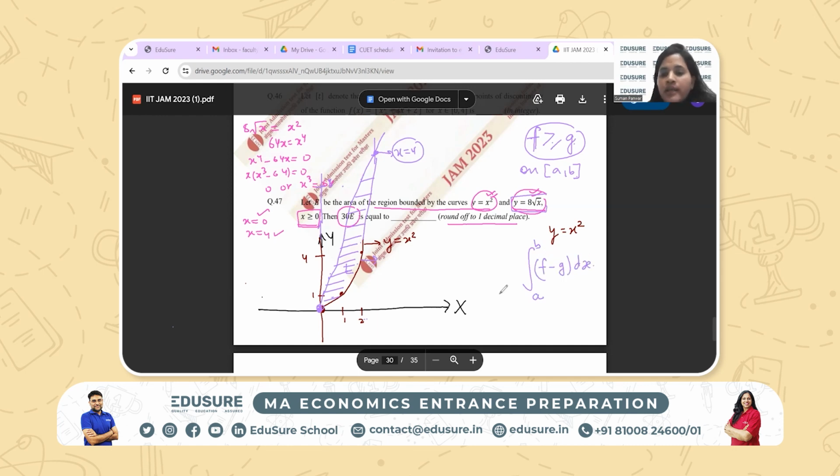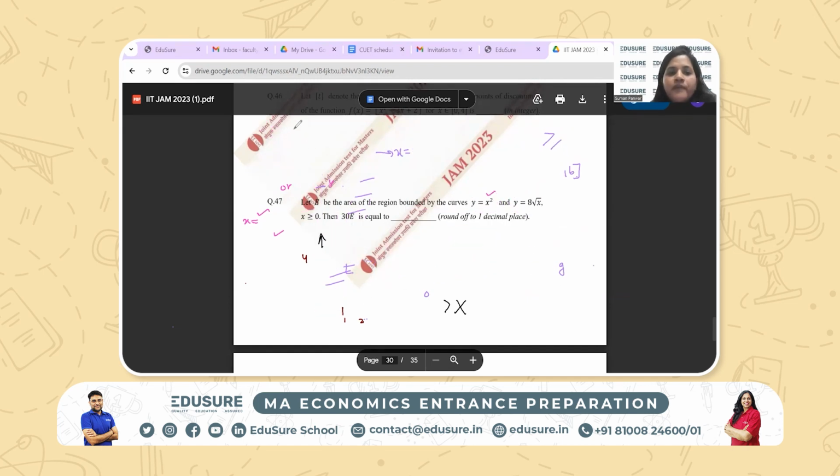So let's try to do it over here. Here my 8 root x is greater than or equal to x square, so the area E will be evaluated as 0 to 4 of f minus g, 8 root x minus x square dx. Now let's calculate this. We will be calculating 0 to 4 of 8 root x minus x square dx. This will be 0 to 4 of 8 x raised to the power half minus x square dx. So we will integrate it.